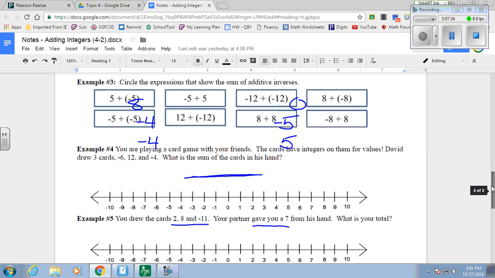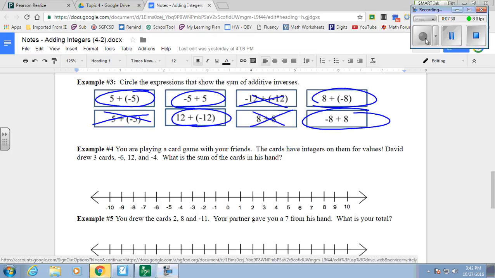On the back, go ahead, you can pause the video. We're going to work on circling which ones of those show additive inverses. I chose 5 of those that have additive inverses. Just be careful, the numbers need to be opposites of each other, so that's why negative 12 plus negative 12 are not opposites.